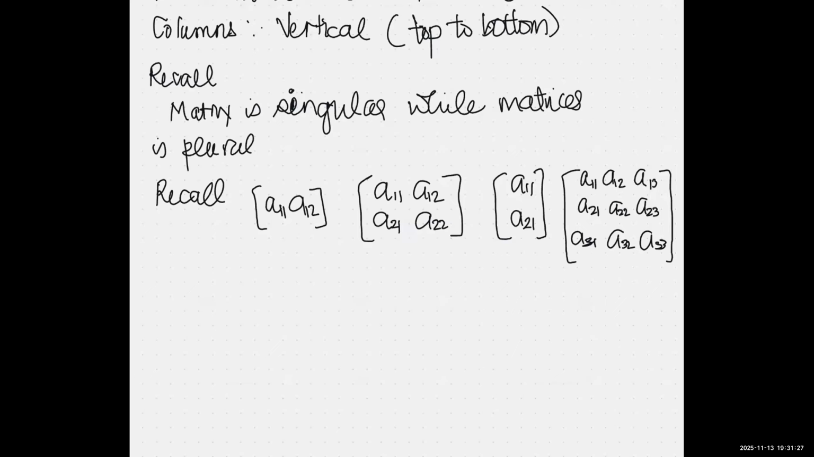What kind of matrix? You said that this was a 2 by 2. 2 by 2. What matrix?